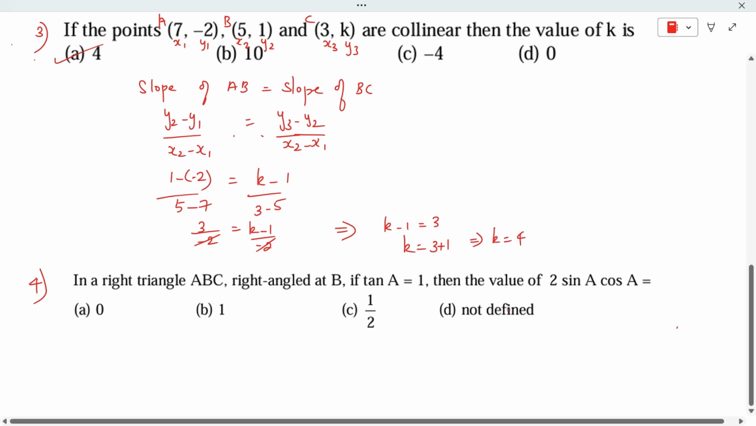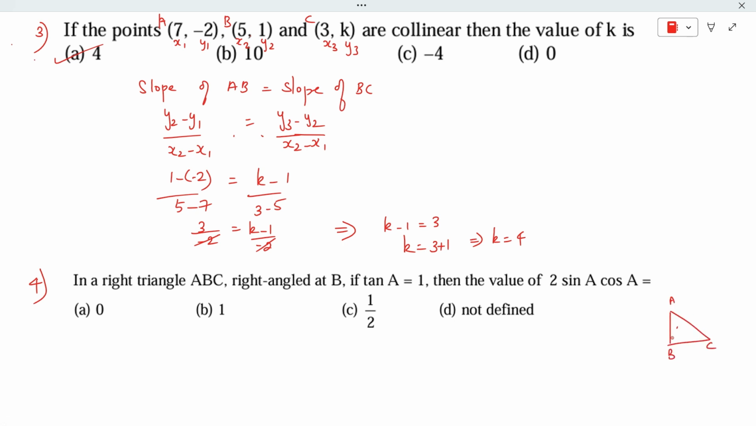In a right angle triangle ABC, right angled at B. If I name the triangle as ABC right angled at B, it's 90 degrees. They have already given tan A is 1. So when tan will be 1, at what degree? So I know it is tan 45 degrees, isn't it? So I know the angle at A is going to be 45. So A is 45 degrees.